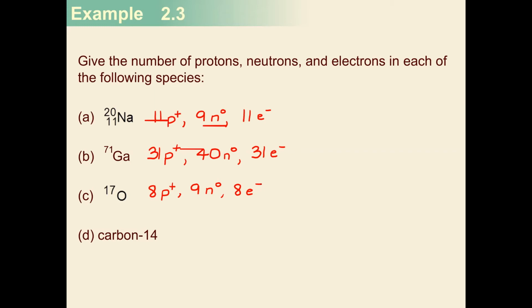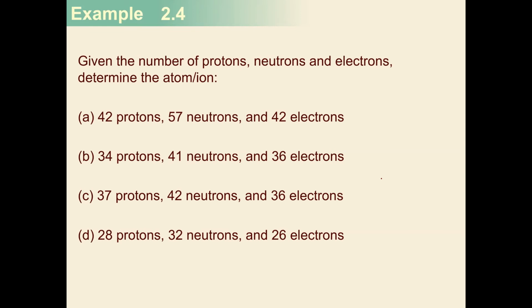So carbon means that we have the elemental carbon, so this means that all carbon is going to have 6 protons. The 14 is the mass number, so that means that we are going to have 8 neutrons. And finally, if it is neutral, we will have 6 electrons as well. So this is a really nice way of being able to determine how many protons, neutrons, and electrons each of these isotopes have. Let's try this example.